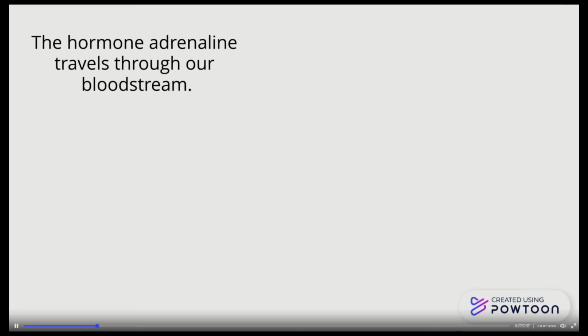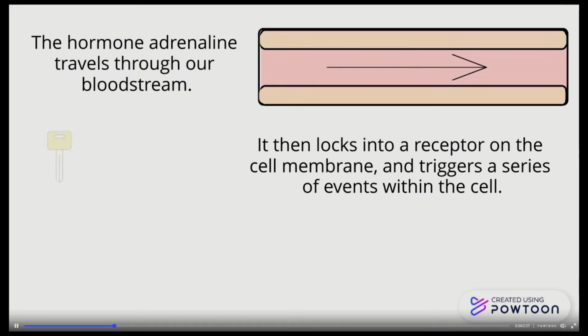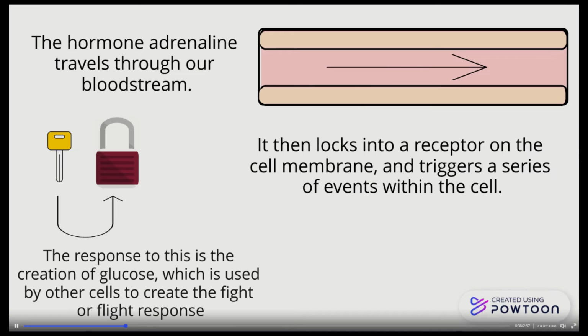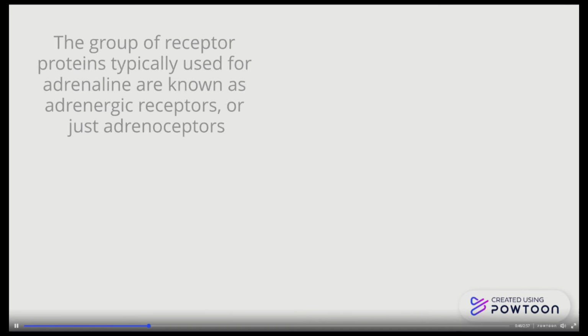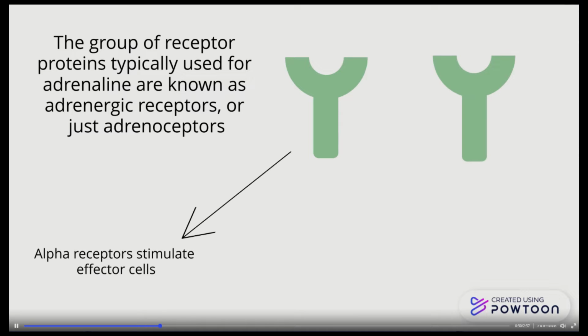The hormone adrenaline travels through our bloodstream. It then locks into a receptor on the cell membrane and triggers a series of events within the cell. The response to this is the creation of glucose, which is used by other cells to create the fight or flight response. The group of receptor proteins typically used for adrenaline are known as adrenergic receptors or just adrenoceptors.